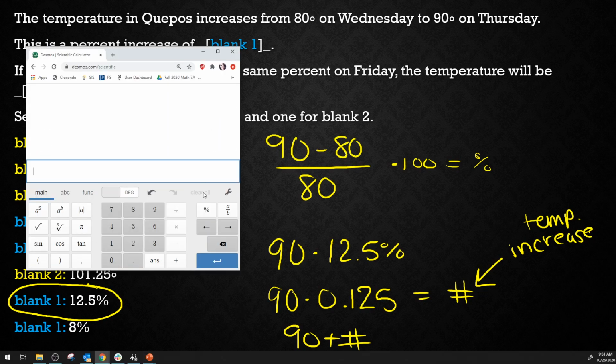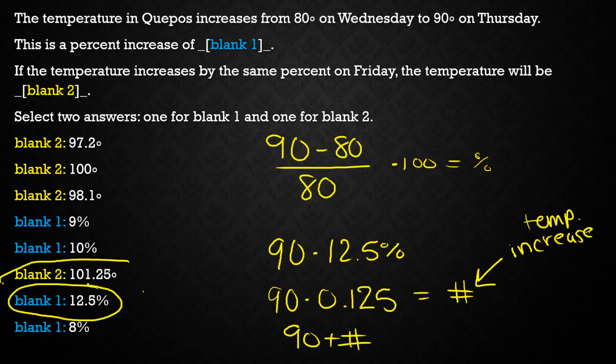All right, so let's clear this up. I have 90 times 0.125, which means it's going to increase by 11.25 degrees. So I'm going to take that 90 and add it to 11.25, which gives me 102.25. So that is going to be how hot it will be on Friday.